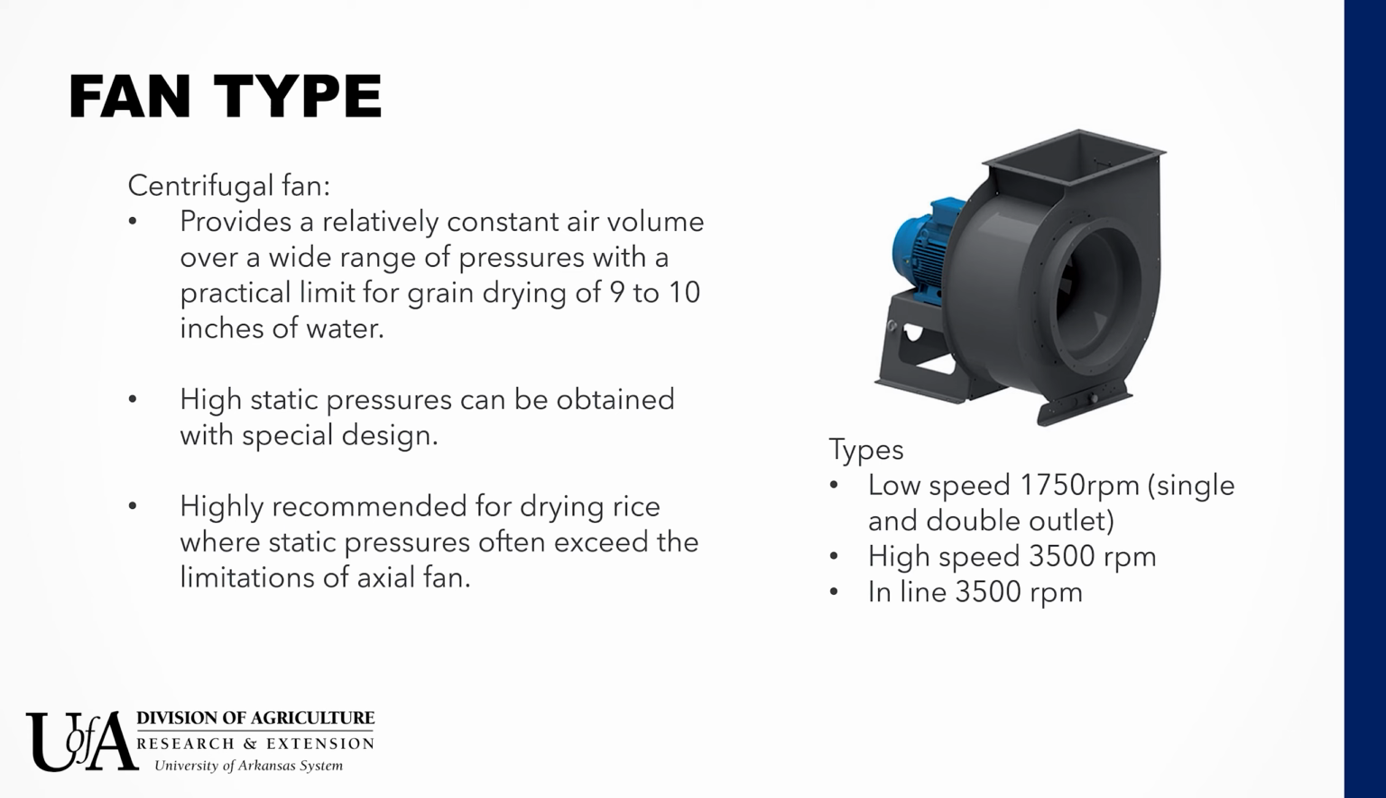There are various types. We have the low speed type that can go at about 1,750 RPM. They come in two types. There's the single and double outlet type. And then we have the others which are rather high speed inlet. And these ones can give us an RPM of up to about 3,500.